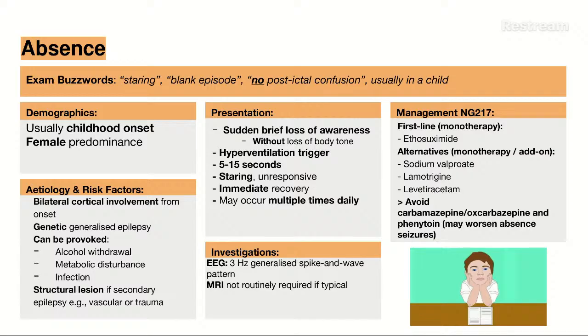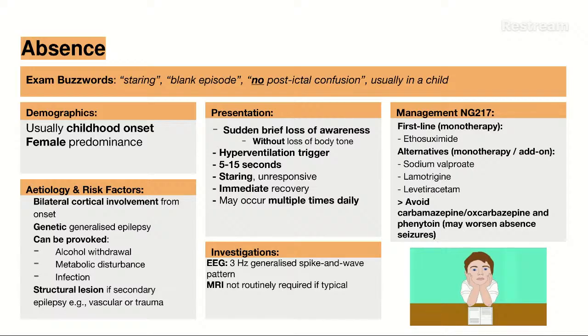concentration. A notable feature is that absent seizures can be provoked by hyperventilation, which is why provocation testing for this type of seizure involves hyperventilation during EEG and video telemetry. Absent seizures usually begin in childhood and occur more commonly in girls, and the EEG findings are highly characteristic and show a 3 Hz generalized spike and wave pattern.